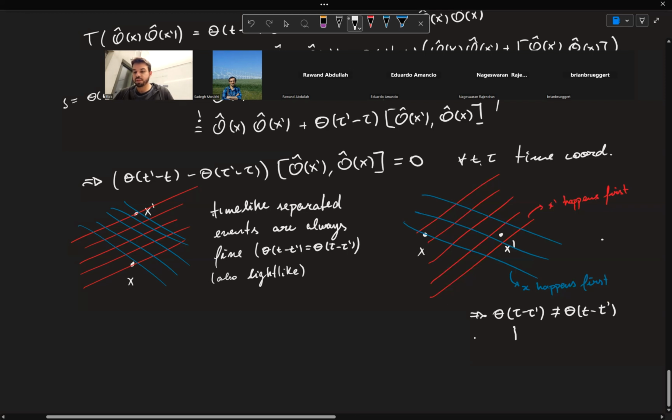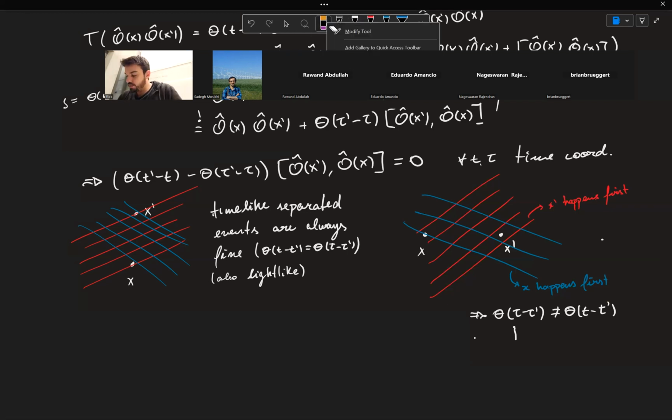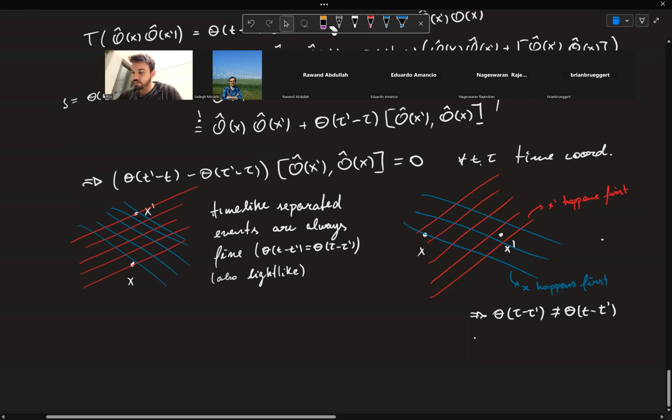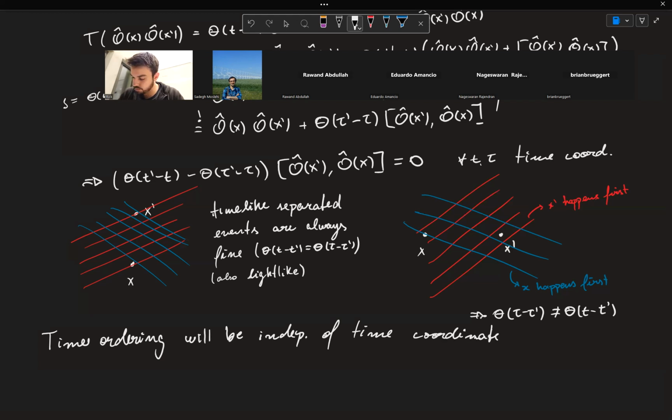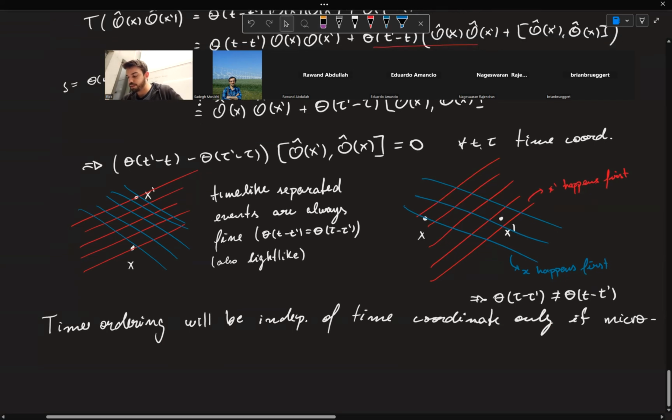Okay. And in that case, we must have that time ordering will be independent of time coordinates only if the microcausality condition is satisfied. So basically, if the operators commute when they're spacelike separated.